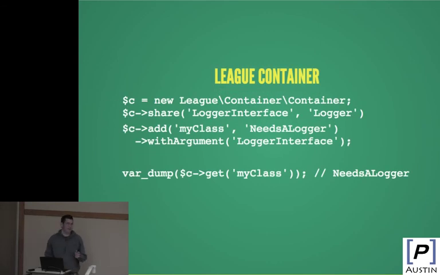So League's container, it's a bit more complex. It has some different defaults. For the sake of time, I'm going to kind of gloss over this one, but League, one of its defaults, as I recall, is it'll give you different instances of each class if you configure it by default rather than giving you the same one each time. But you can tell it, hey, set this as a shared dependency, and it'll keep giving you the same one time after time.